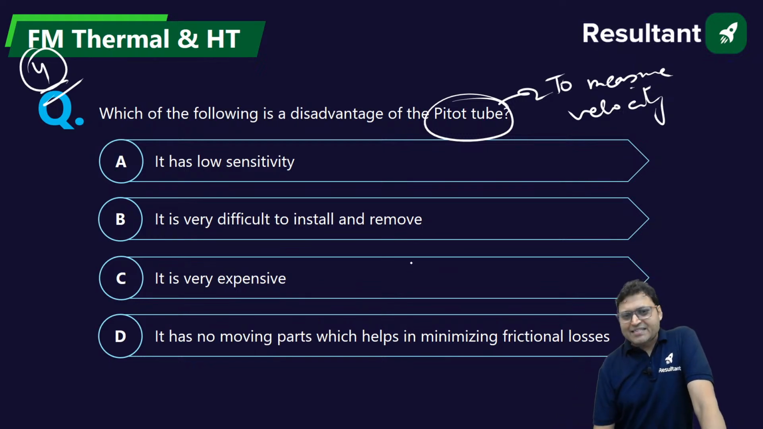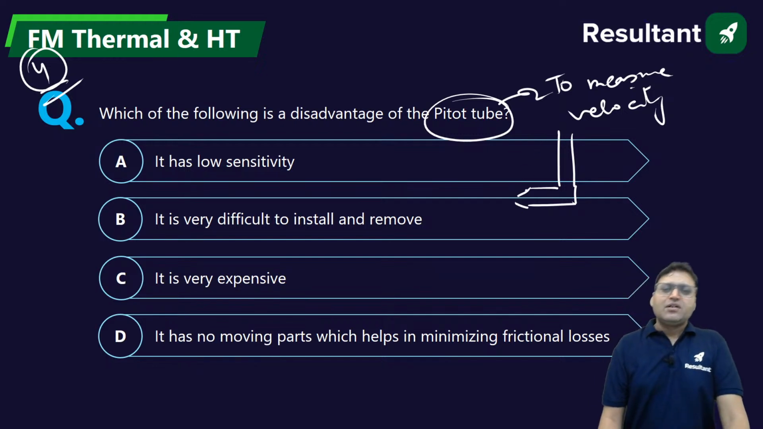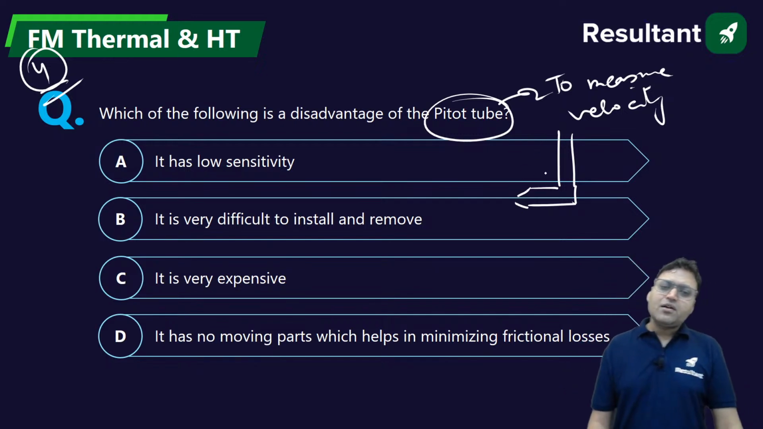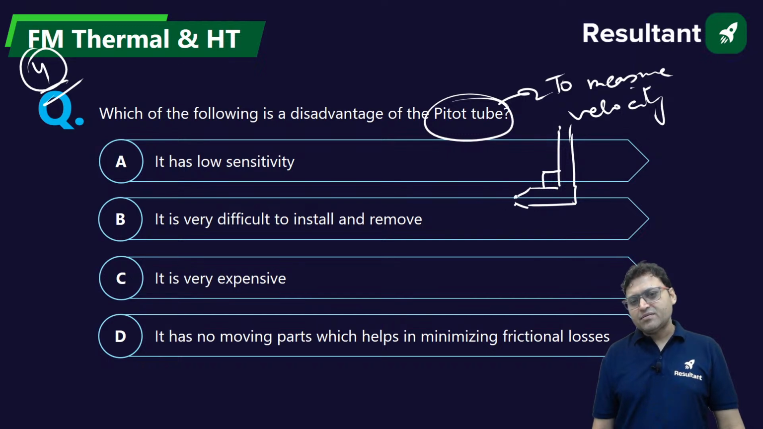What is the correct answer? Pitot tube is a long bent pipe. It is a bend pipe having a 90-degree bend like this, used to measure the velocity.